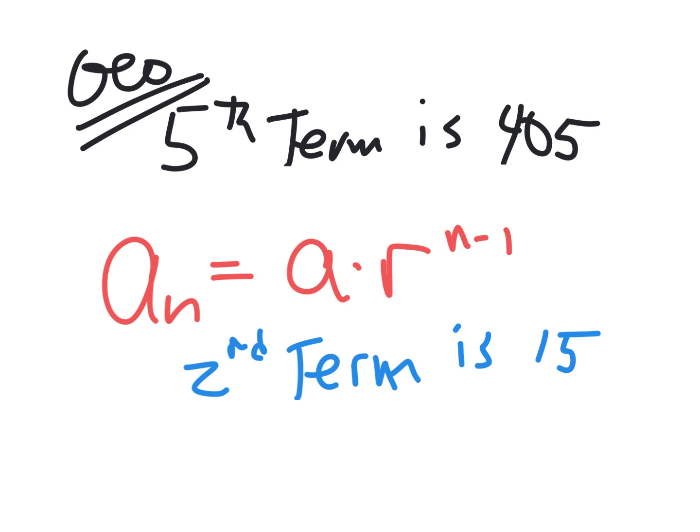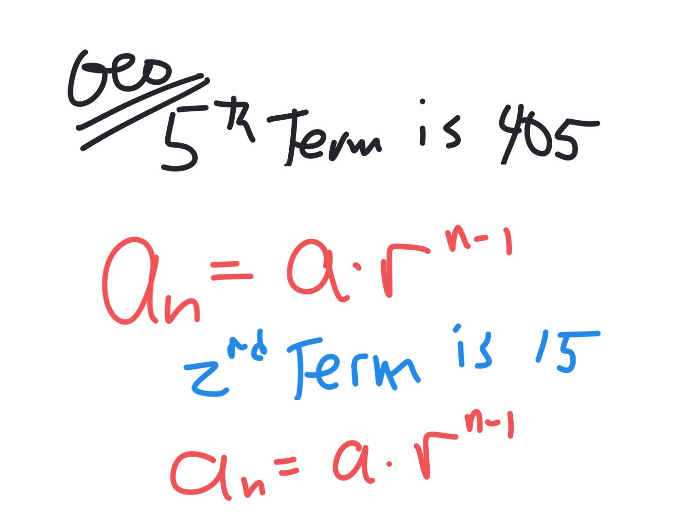Well, then you can do it again. You can write this equation, but it'll have a in it. I don't know what a is. You're right. You still don't know what a is, and you still don't know what r is. But now you have two equations that both have an a and an r in them. So you should be able to solve it.